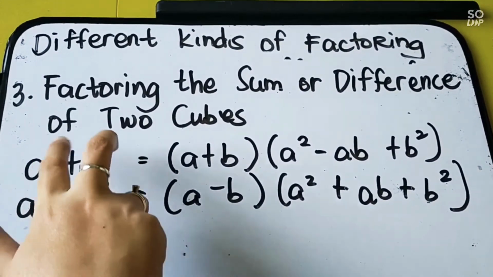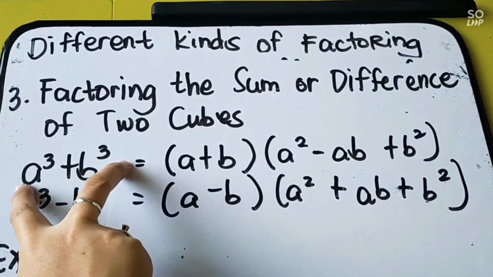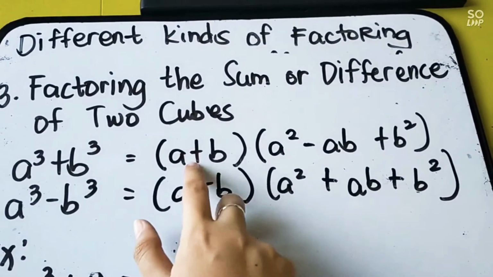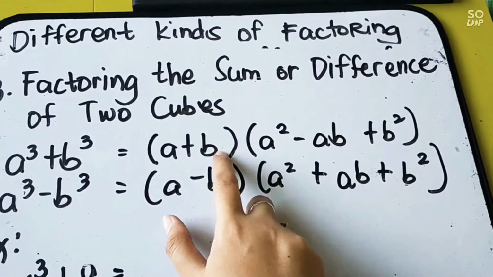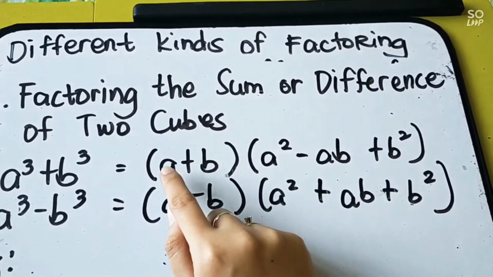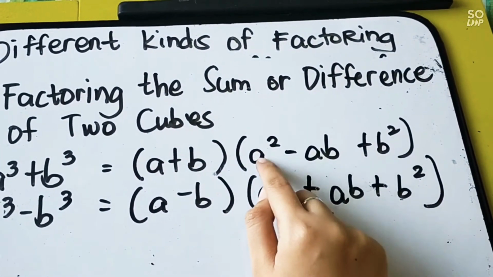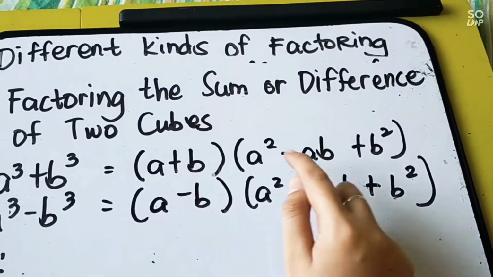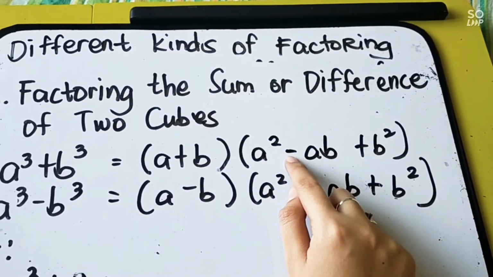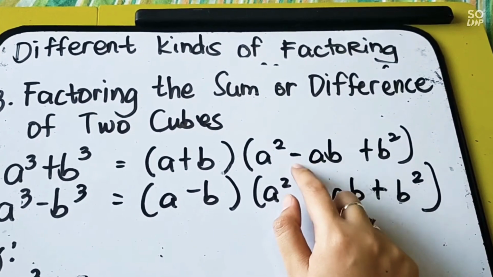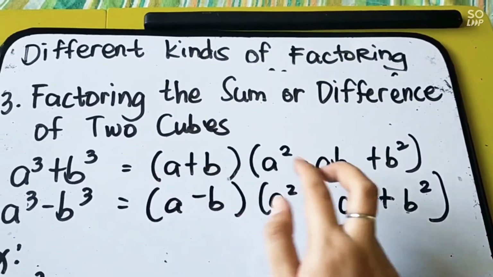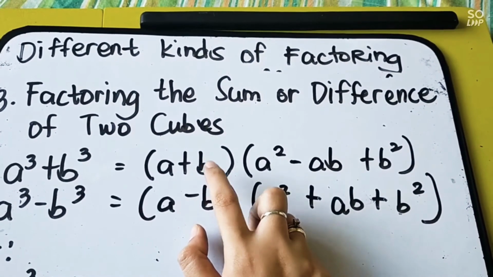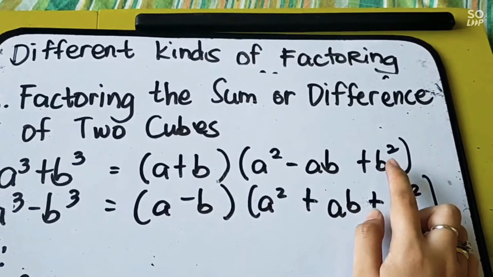Divide mo lang yan sa 3, yung kanyang exponent. So, we have here a cube plus b cube. So, square root ng a cube ay a, square root ng b cube ay b. Then, afterwards, square mo yung a, that is a squared. Next, kapag plus to, kailangan ang susunod na term ay minus or negative. Just multiply a times b, the answer is ab. Alright? Then, last term, we have b, just square b, the answer is b squared.